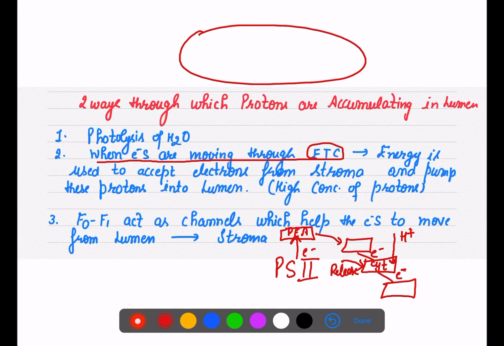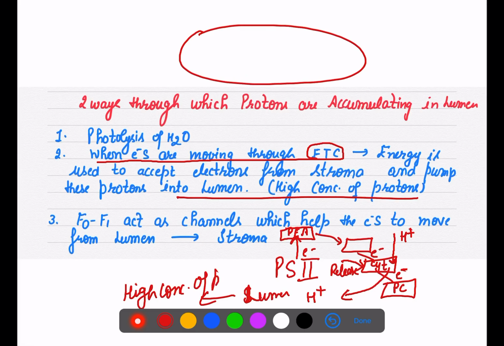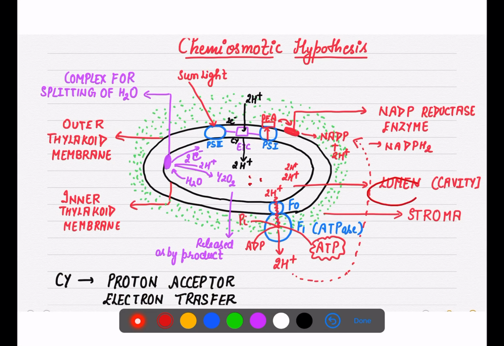Now this cytochrome will pass the electron to the next carrier, that is PC. Then that time it will release these protons into the lumen. राइट, सो डोंट गेट कन्फ्यूज्ड. और जैसे ही ल्यूमेन में ये रिलीज करेगा, देयर विल बी द हाई कॉन्सेंट्रेशन ऑफ प्रोटॉन्स इनटू द ल्यूमेन, क्योंकि एक तो इसने रिलीज कर दिया और सेकंड हमारा स्प्लिटिंग ऑफ वाटर में रिलीज हो गए. So there will be now high concentration of protons into the lumen. This is all about chemiosmotic synthesis.